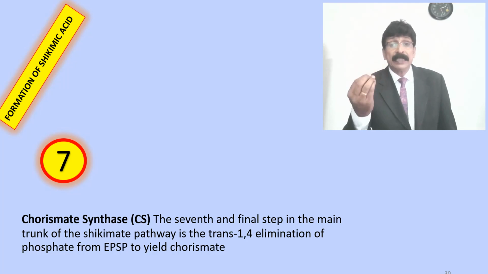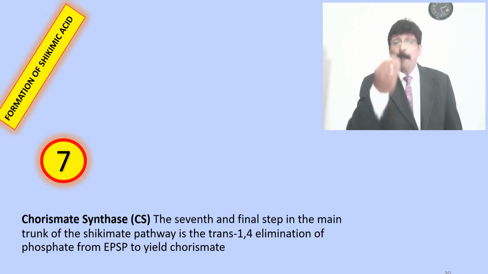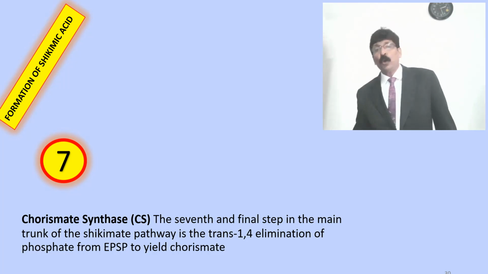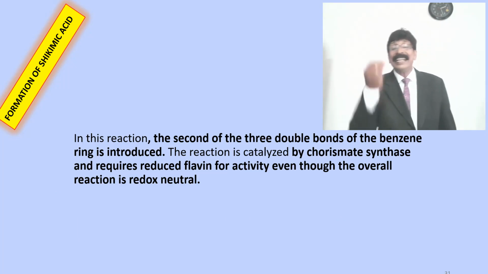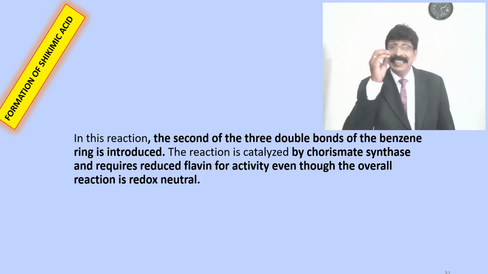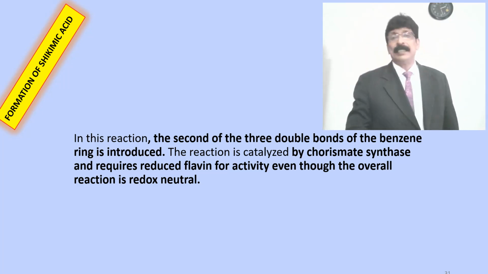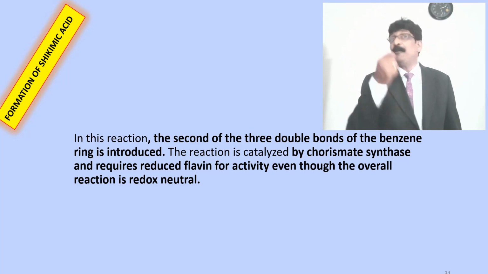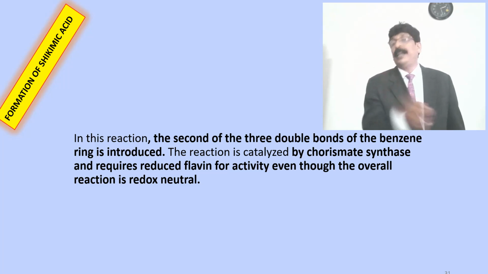EPSP means actually enol pyruvyl shikimic acid phosphate, to yield the chorismate, which is an important reaction. In this reaction, the second of the three double bonds of the benzene is introduced. The reaction is catalyzed by the chorismate synthetase. The reaction requires reduced flavin for activity, even though the overall reaction is redox neutral.